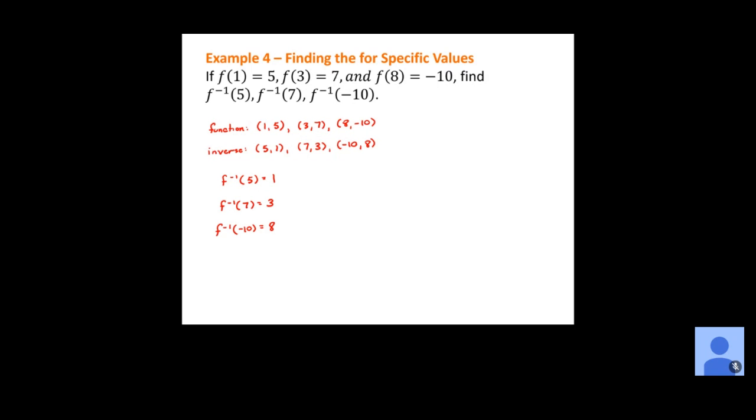Okay. But again, just notice here, all we're doing to find the inverse points is we're switching the x and y values, and then if you're looking for inverse values now, you're saying f inverse of the x value gives us that new y value.